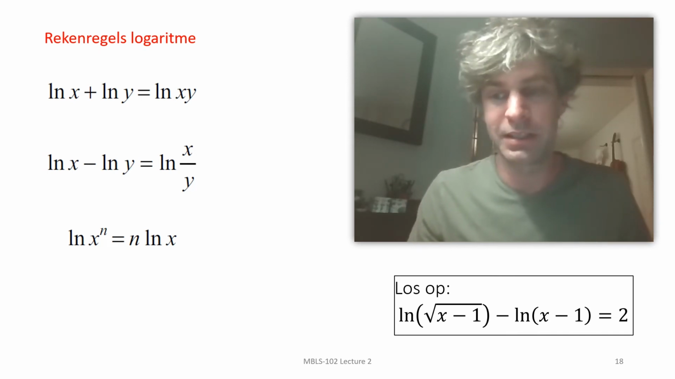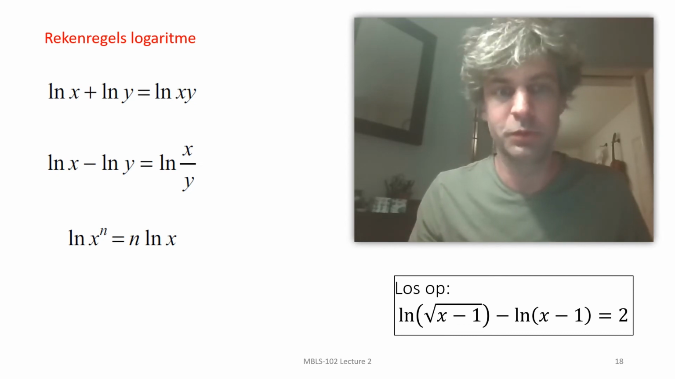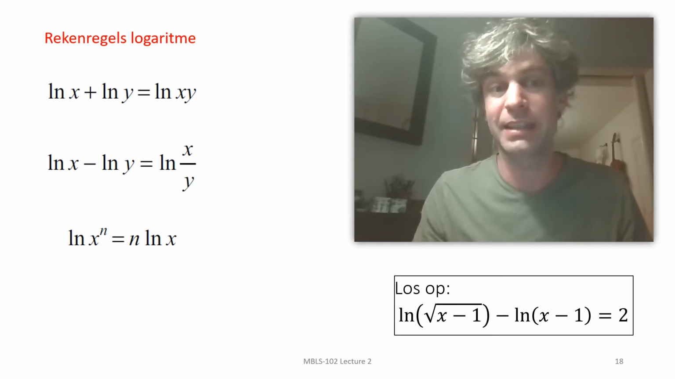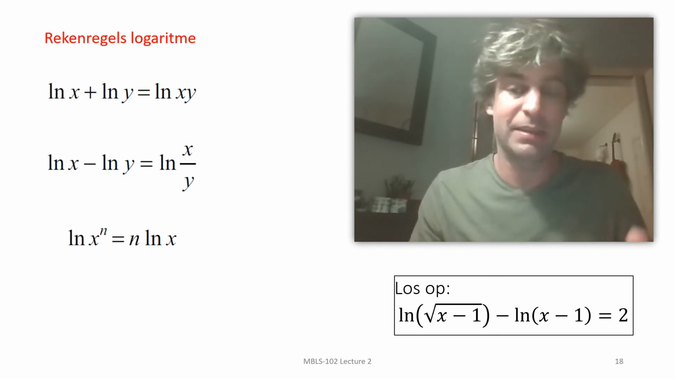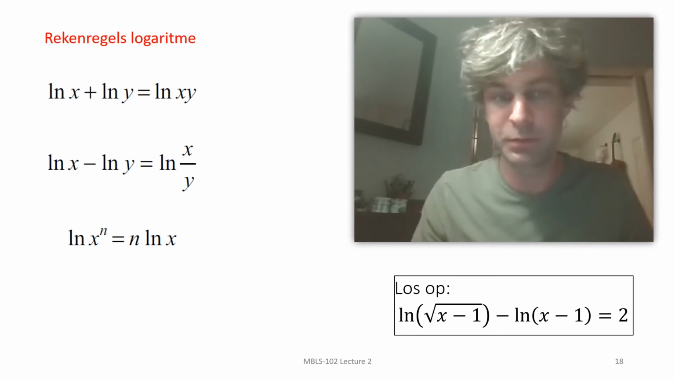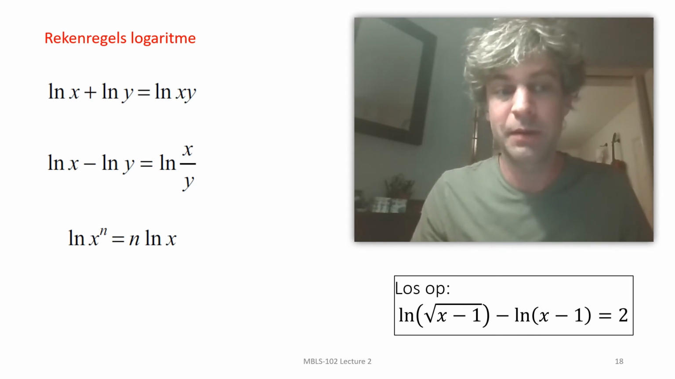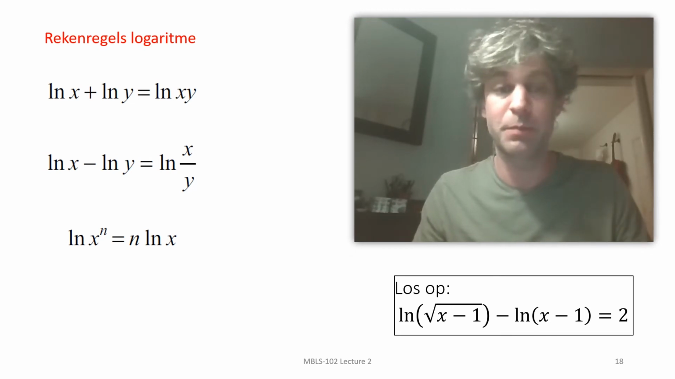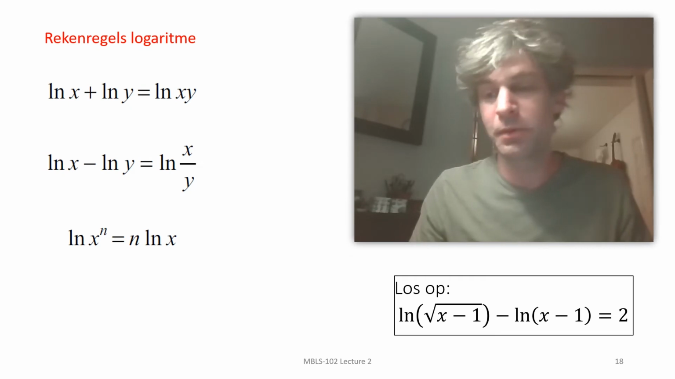The first one is the rule for summation. Ln of x plus ln of y is ln of x times y. And then there's one for differences, and there's the power rule. Ln of x to the power n is n times ln x. So this exponent can be moved in front of the ln. And yeah, these rules will help you with all sorts of computations.